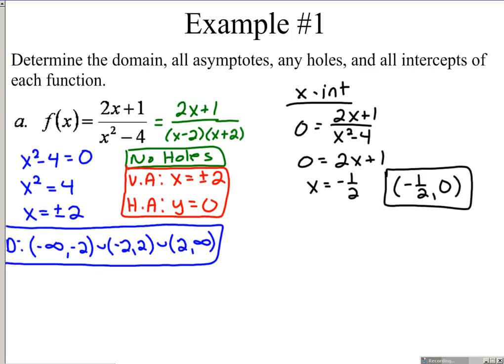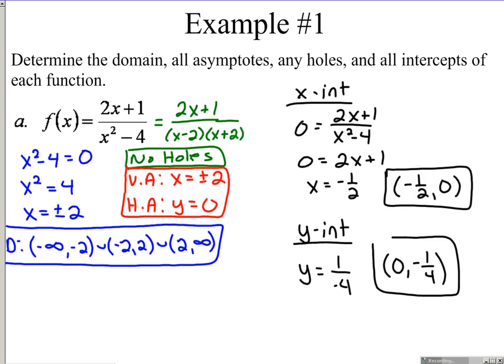Find a y-intercept. Y-intercept, we know we plug in 0 for x. When I plug 0 in for x here, up top I'm left with 1. In the bottom I'm left with negative 4. So our y-intercept is the ordered pair 0, negative 1/4.